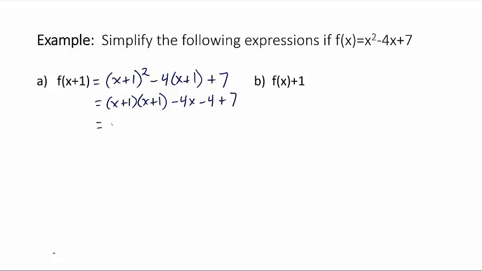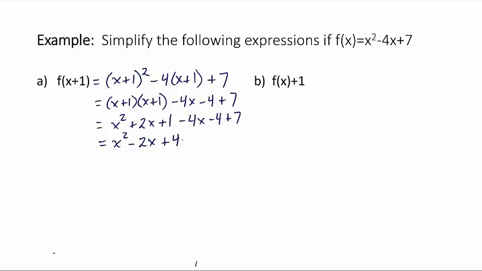And then when I FOIL this, I'm going to have x squared. What's the middle term going to be? Plus x is 2x in the middle, plus 1. If you need to write out the outer inner parts, go for it. All right, and then we need to combine like terms. So we're going to have x squared. We've got 2x minus 4x, which is negative 2x. And then 1 minus 4 is negative 3, plus 7 is 4. Okay, so just combining like terms there. So we end up with f of x plus 1 equal to x squared minus 2x plus 4.